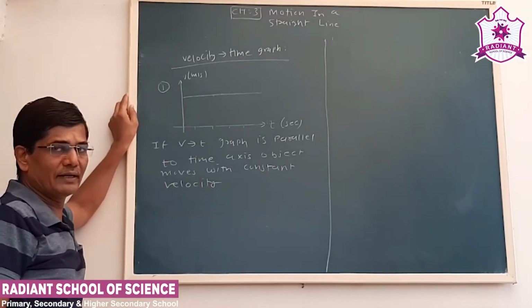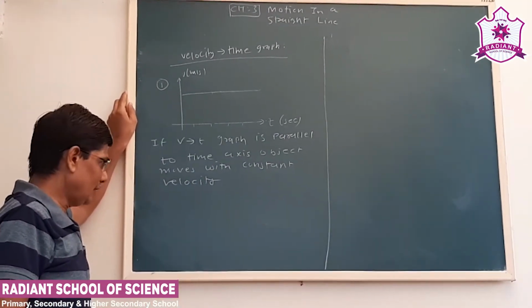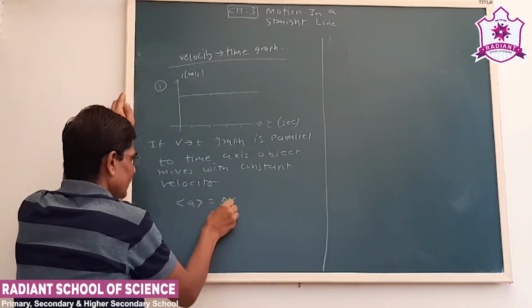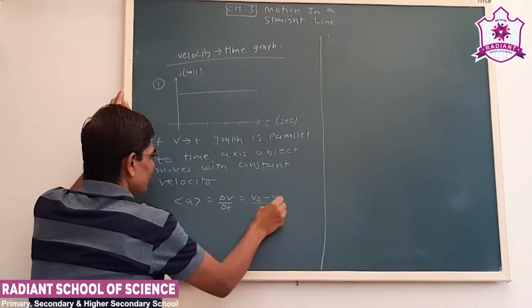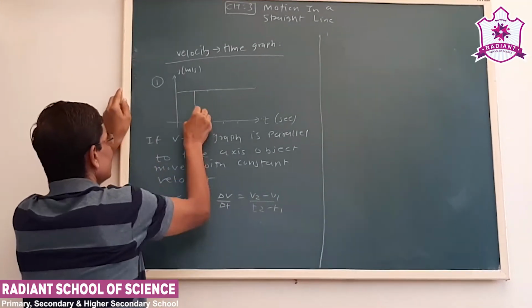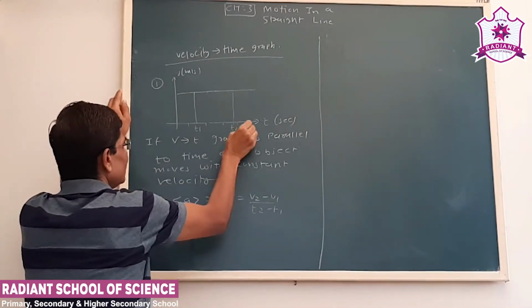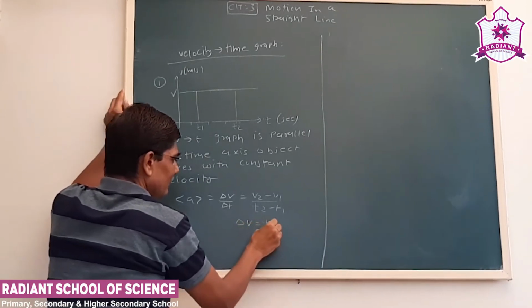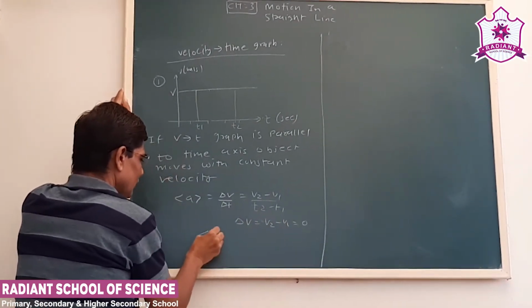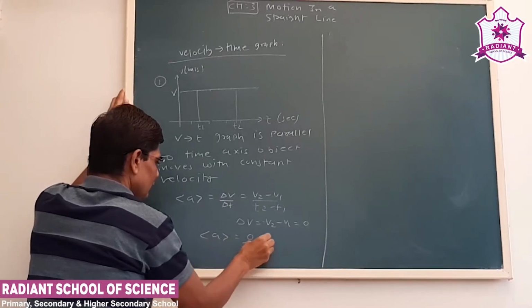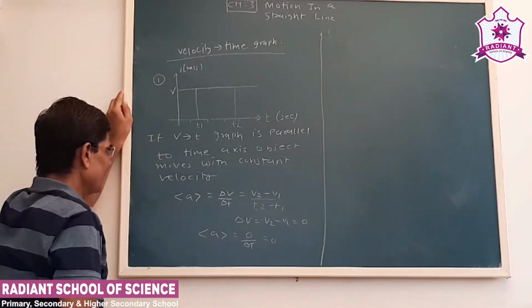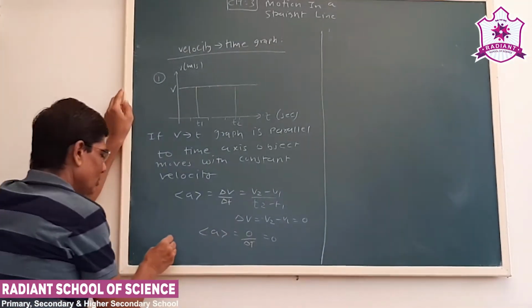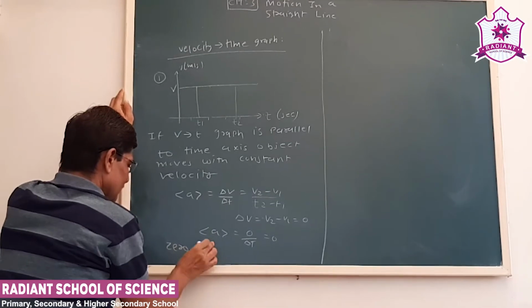Now see what is the meaning of constant velocity. Just now we have seen average acceleration is delta v upon delta t, that is v2 minus v1 upon t2 minus t1. Let us say time is t1 here and t2 here, but we see the velocity is the same. So in that case delta v, v2 minus v1, is 0. So acceleration is 0. So what we can see from this graph is the object moves with a constant velocity, or it moves with zero acceleration.